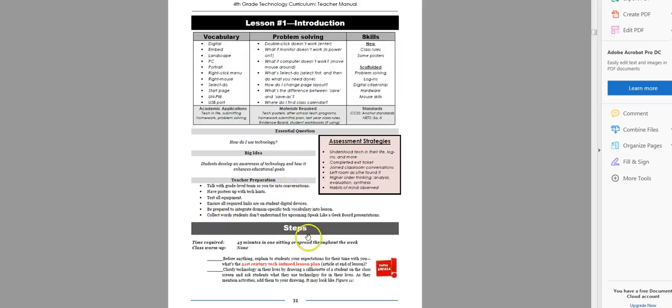Okay. Collect words students don't. Yeah, this is a good one. As you're talking, collect the words that students don't understand, because you're going to have Speak Like a Geek coming up this year. So pay attention to that. When you use a word and they don't get it, whether it's embed or portrait, or even if it's a word they didn't know, write it down, because you're going to use it for this upcoming Speak Like a Geek presentation. You've got, I think, a couple months of collecting words for that one.